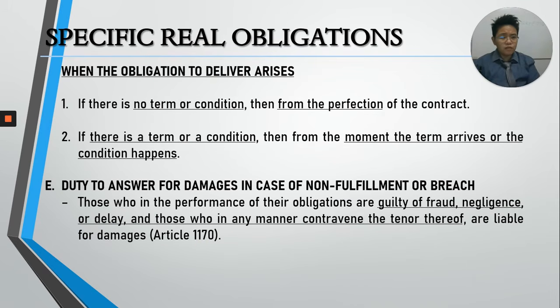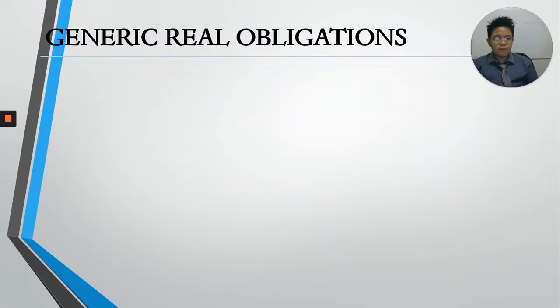So, if there is fraud on the part of the debtor, negligence, delay, or contravention of the tenor of the agreement, the debtor is liable for damages. Kasi nga, nagkaroon ng non-fulfillment, hindi na i-deliver yung object, nagkaroon ng breach of contract or failure doon sa part ng debtor. So, yun ang tandaan natin sa specific real obligations.